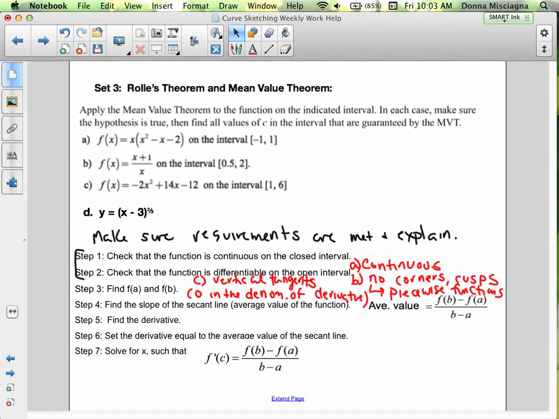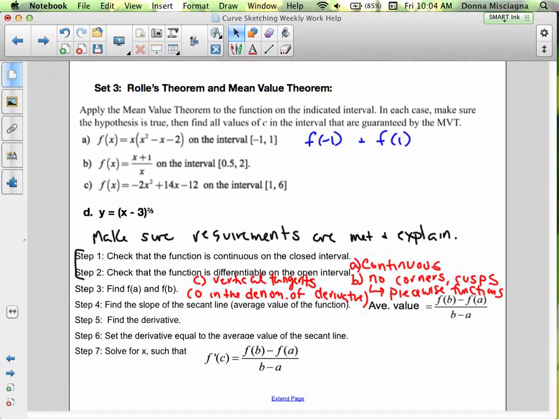Once you've done that, you find f(a) and f(b). That's in the original function, right? So, for instance, if you were doing a here, you would find f(-1) and f(1), so long as the other two have been met. Now, if the other two aren't met, you would just explain why the Mean Value Theorem does not apply. But if steps 1 and 2 are met, then you go right to step 3.